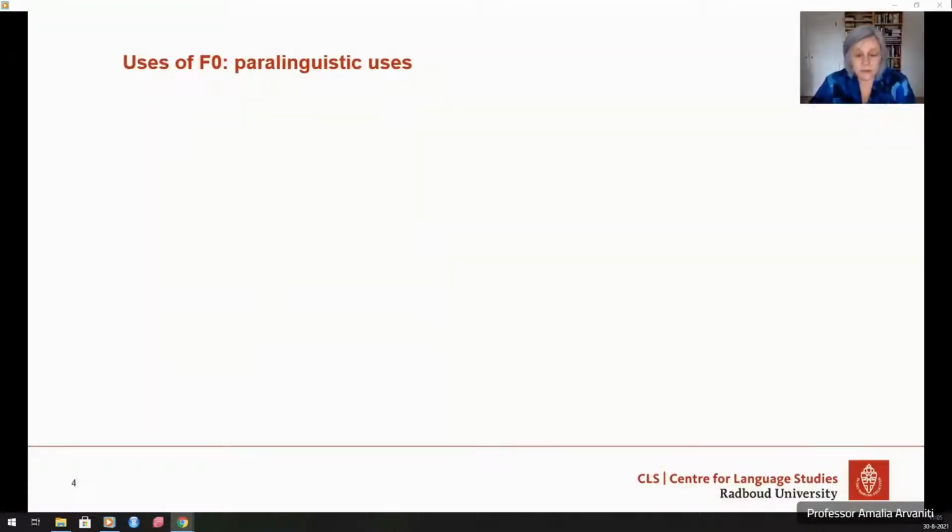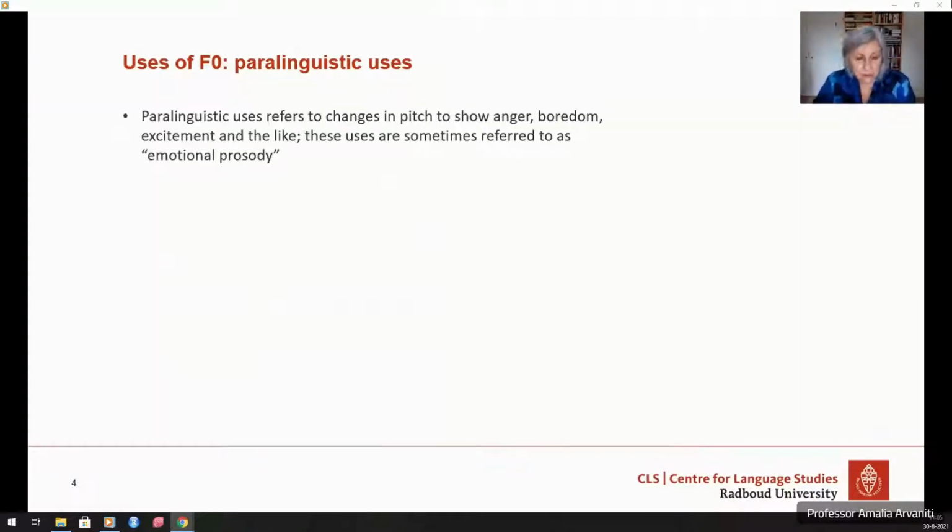So, as I mentioned, F0 has many uses, and we will start here with the paralinguistic uses, the ones that skirt linguistic structure. Specifically, when we say paralinguistic uses, we mean changes in pitch that show anger, boredom, excitement, and the like. There could be also other changes, as in duration, for instance, and intensity. These elements are often referred to as emotional prosody, though personally I would prefer to use the term prosody for linguistic purposes only.